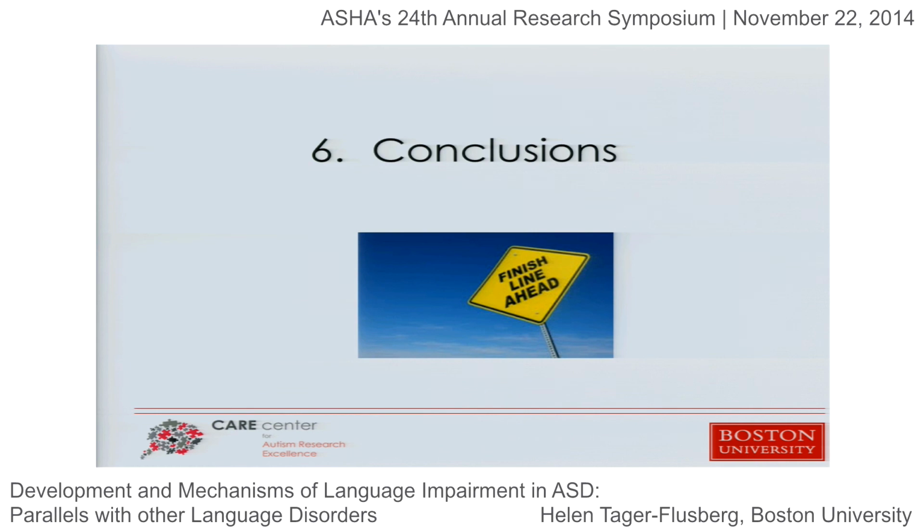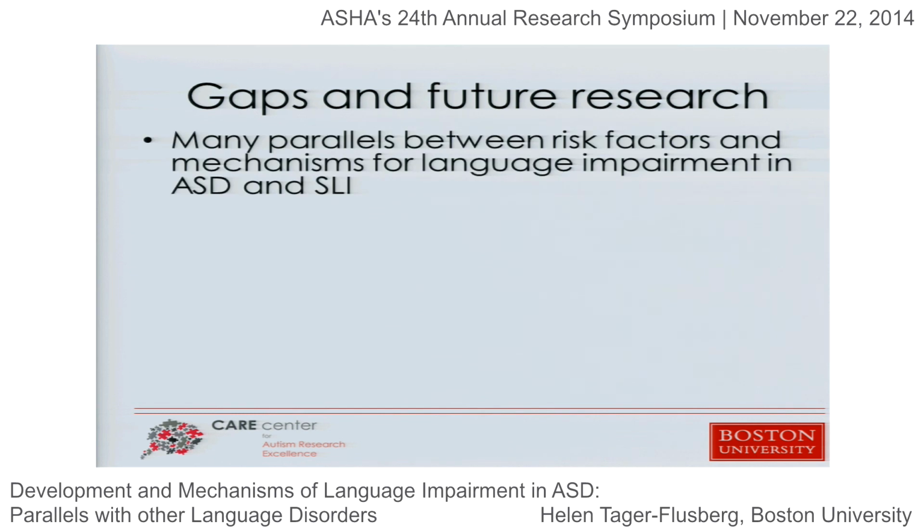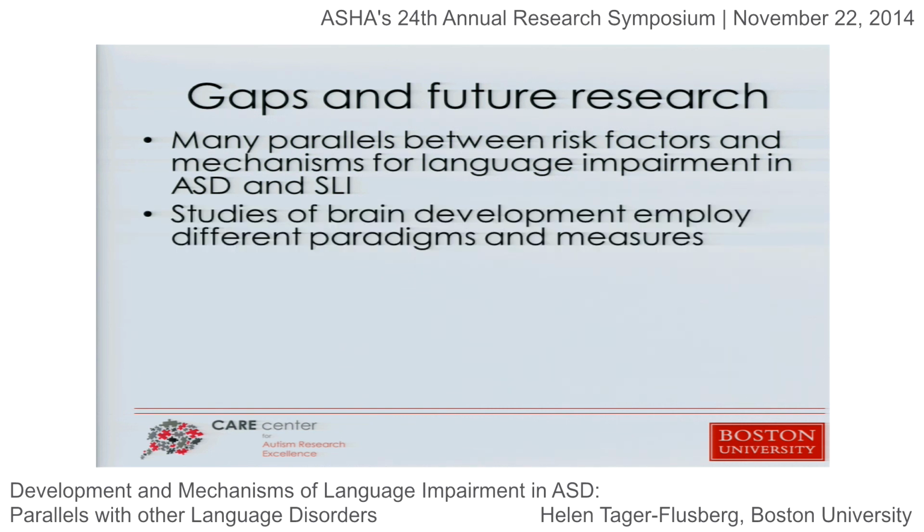So, to conclude, what are the gaps and where do we need to go if we really want to understand the similarities and differences in early risk markers and developmental trajectories in these two populations? I think there are many parallels in the risk factors and mechanisms for language impairment, particularly the atypical lateralization and perhaps reduced gamma, a more general marker of brain integrity. But our studies of brain development have employed different paradigms and different measures. So we just can't mix our apples and oranges here at all.